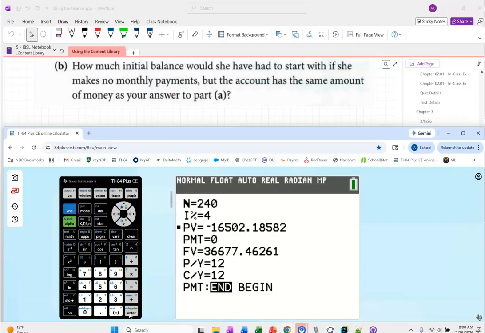So again, I'll just turn the payment to 0, alpha enter on present value. We would have needed to invest $16,502.19. Is everybody okay there? The solver makes these quite a bit easier, right? To remove all the algebra from it. You just have to read the question, put the numbers in the right spots, and bingo, bango, bongo, here's your answer. Everything going okay so far? Okay. Let's move on to another question.